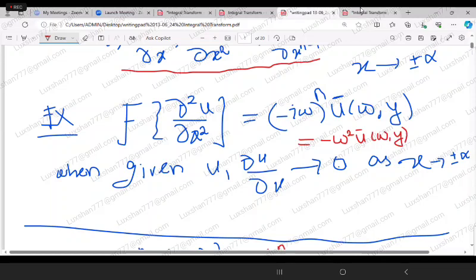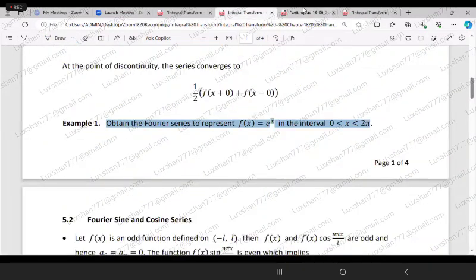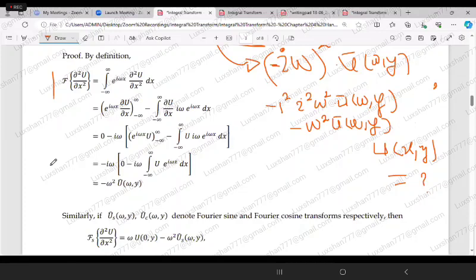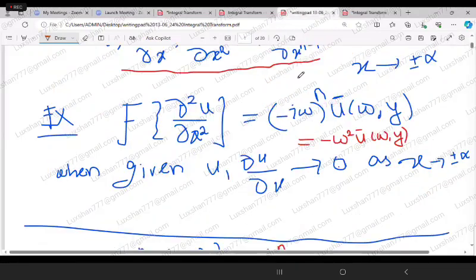So here the condition is important. That is why they have given the condition. Look at this condition here: u and ∂u/∂x tend to 0 as x tends to plus or minus infinity. The proof is given here. This is actually the Fourier complex transform.